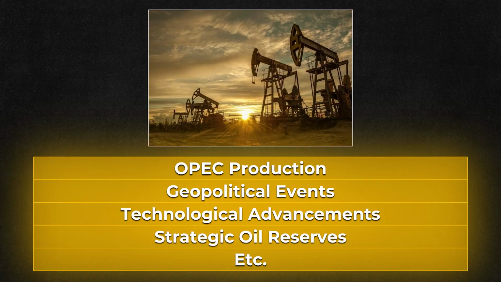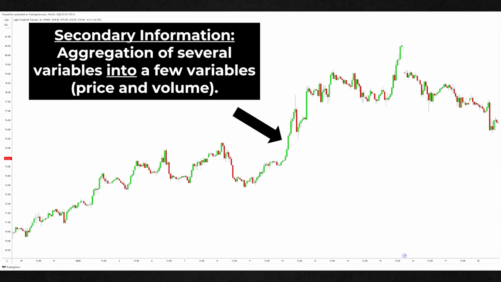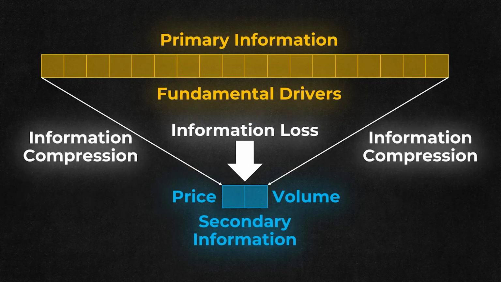The oil price you can see in your chart is the aggregation of all these variables, and it forms what is called secondary information. You can also see secondary information as the information that the market itself generates, meaning price and volume. Notice that a large number of variables are compressed into a few variables, so there is an enormous loss of information when we analyze secondary information.